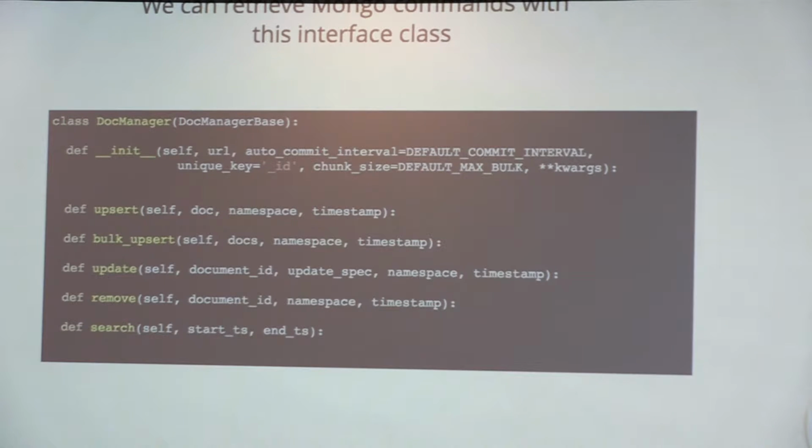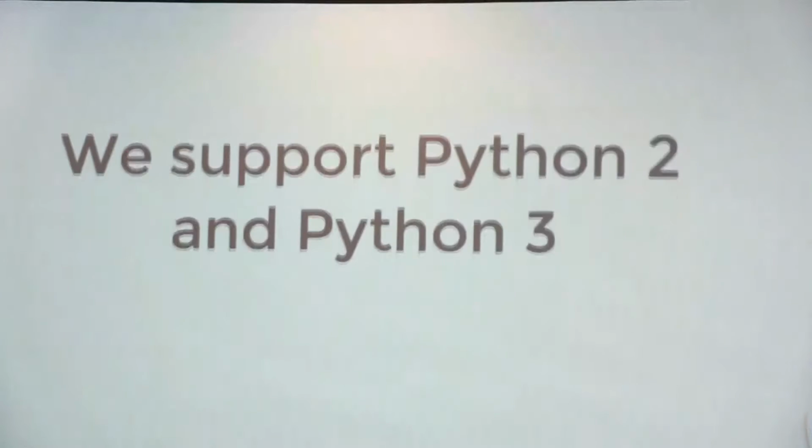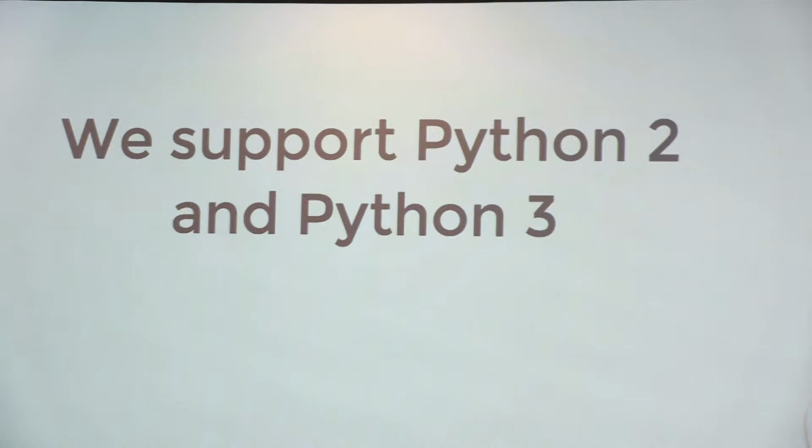Basically, we have an interface class called Doc Manager, where we implement all the events and commands that we can type in Mongo, such as upsert, bulk upsert, update, remove, search. So everything that we perform in Mongo is going to be replicated in Neo4j as a graph. We currently support Python 2 and 3, but we give preference to Python 3.